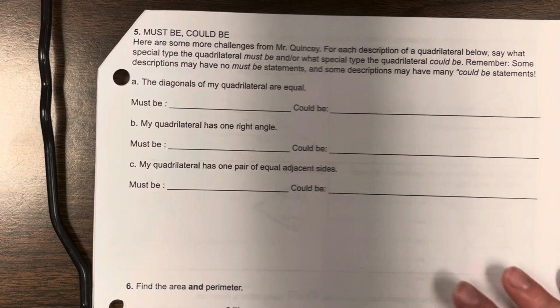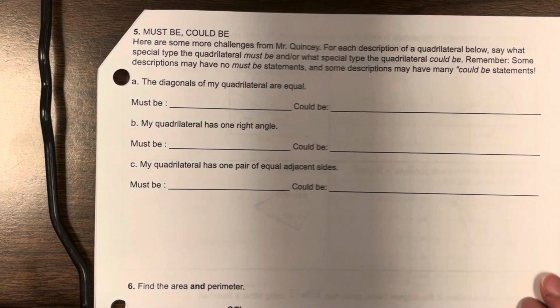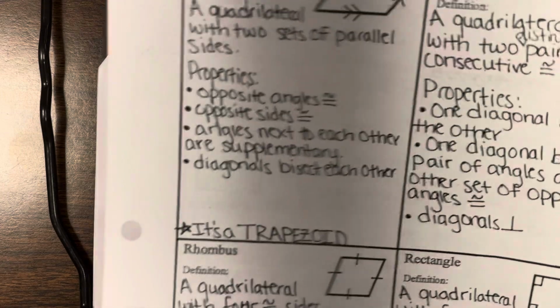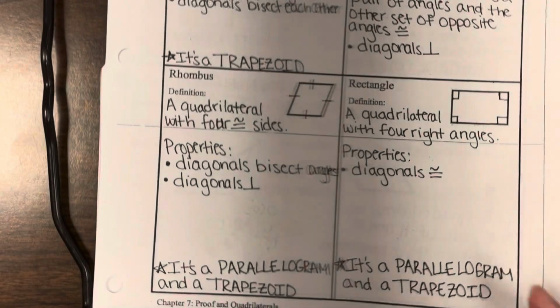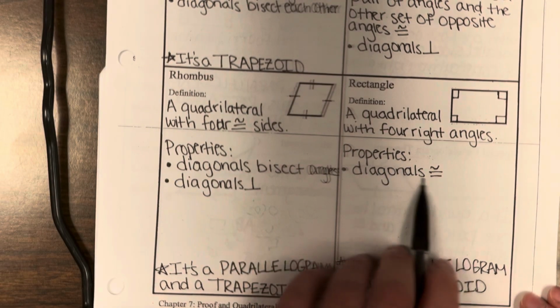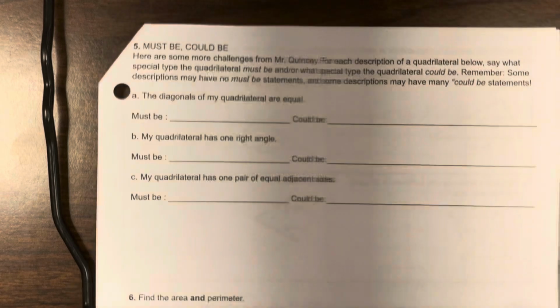So the first one says the diagonals of my quadrilateral are equal. So I'm going to look at the shapes and figure out on my toolkit which one has that as part of either the definition or properties. And right here it says diagonals are congruent under rectangle.